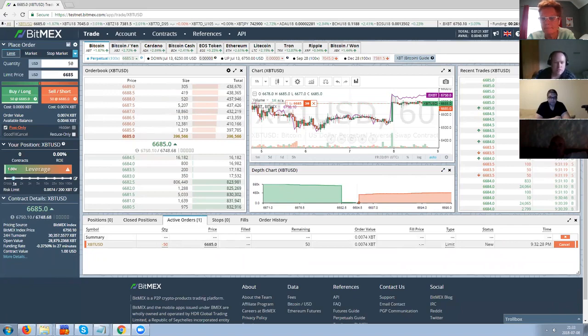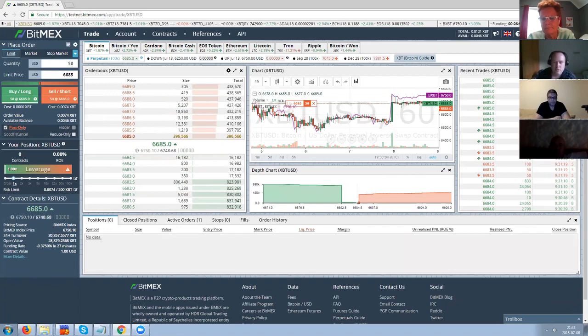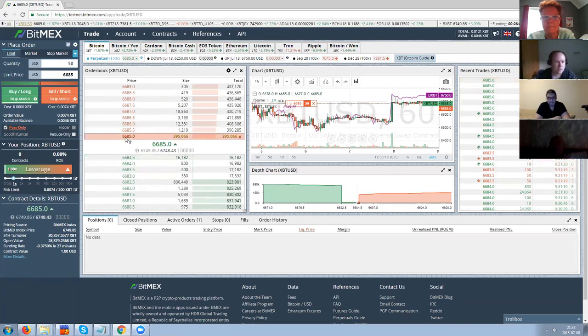And then when it fills, it's the same thing. You can close it at the market position, or you can close it at the limit position. But market is instant, and it just looks for the closest price on what the order is, and then it closes everything.